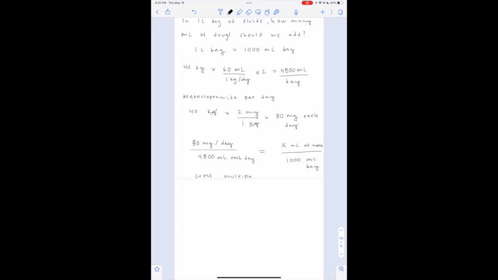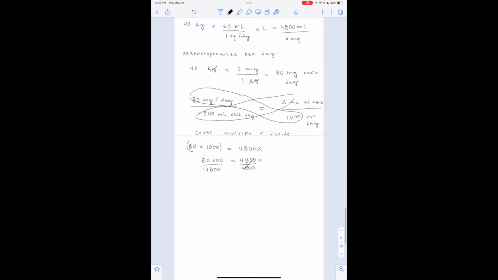or if you're me and can't spell cross multiply and divide. So on one side you have 80 times 1,000 equals the 4800x, and we're solving for x. That way we're basically learning how many mgs of metoclopramide we should be getting. And I'm sorry, that top denominator where the x is, it should say milligrams, not milliliters. So we're solving for how many milligrams of metoclopramide we will need. And x equals 16.6 mgs of metoclopramide.